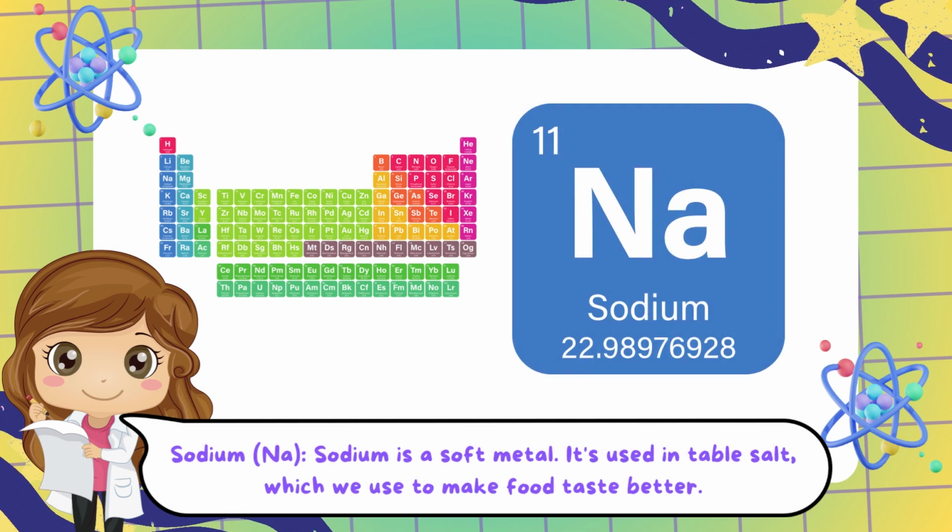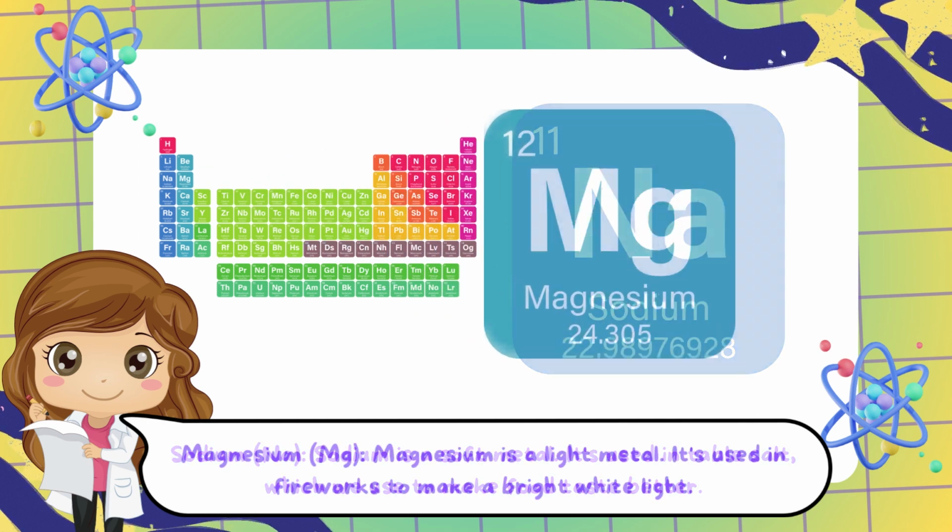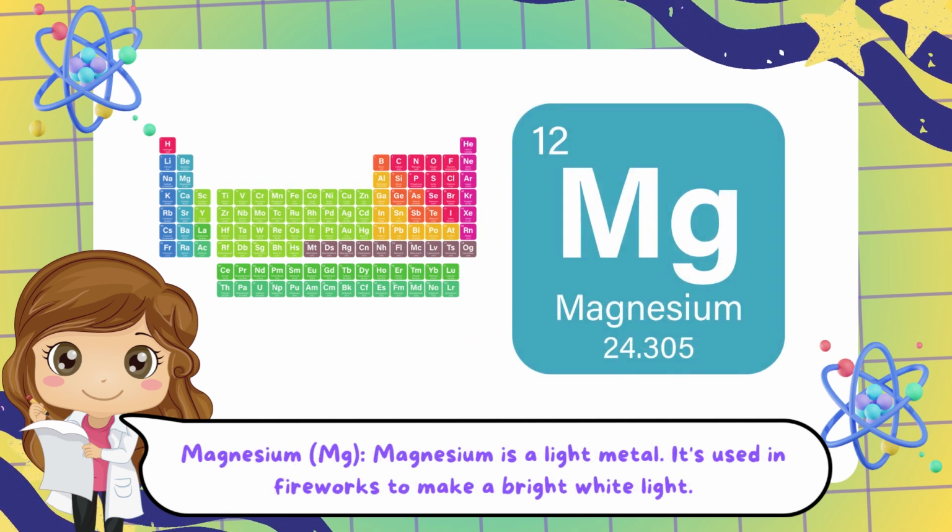Sodium, N-A. Sodium is a soft metal. It's used in table salt, which we use to make food taste better. Magnesium, M-G. Magnesium is a light metal. It's used in fireworks to make a bright white light.